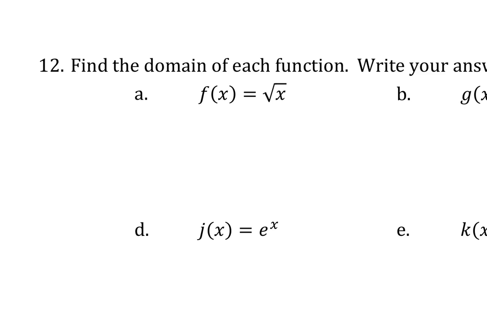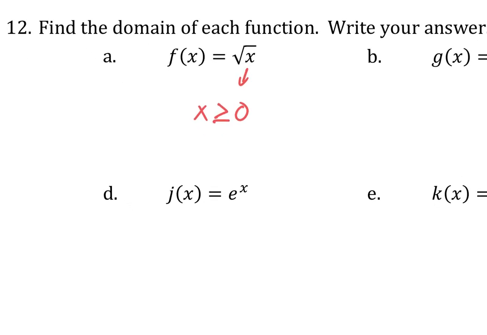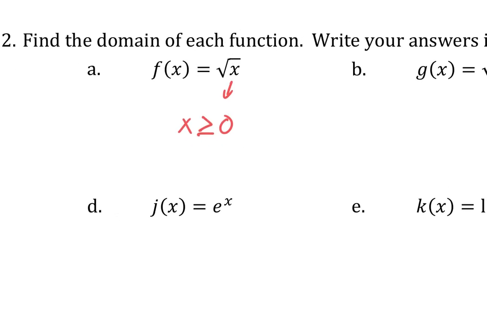If we have a square root of x, the thing underneath the square root must be greater than or equal to 0. And we write that in interval notation as 0 to infinity. There's our domain.